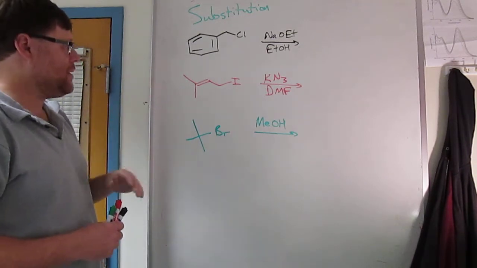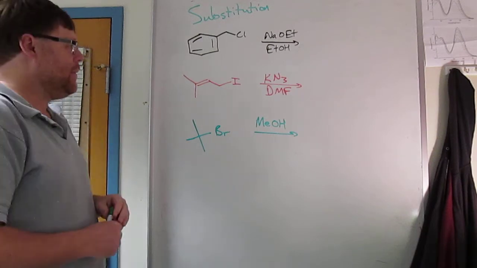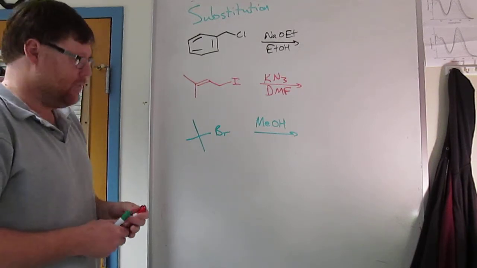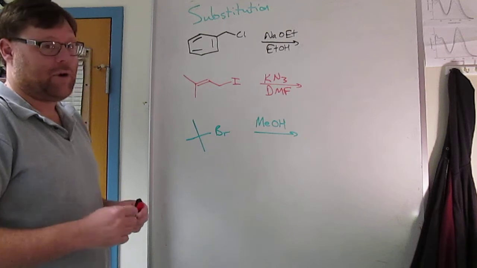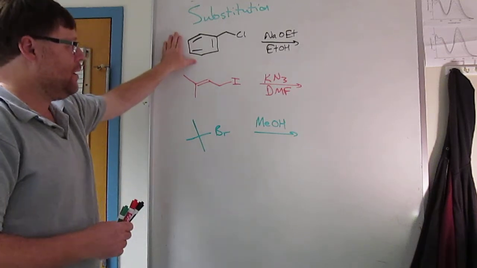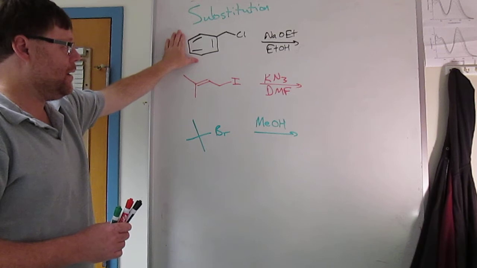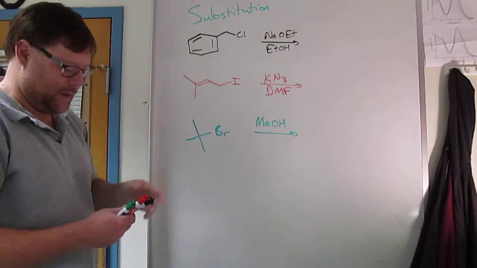So all 3 of these are substitution reactions. Go ahead and tell me which one is SN2, which ones are SN1, and draw the product. So just do the first one first, hit pause, work the first one in black, and then come back and I'll work through it, then you can do the others.